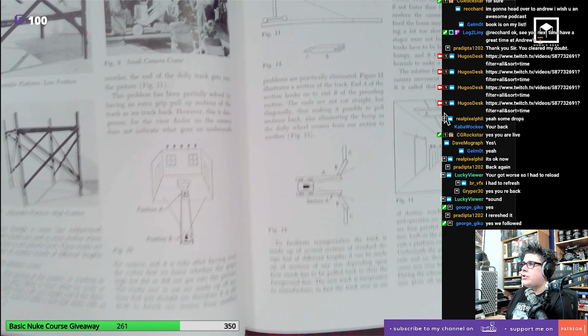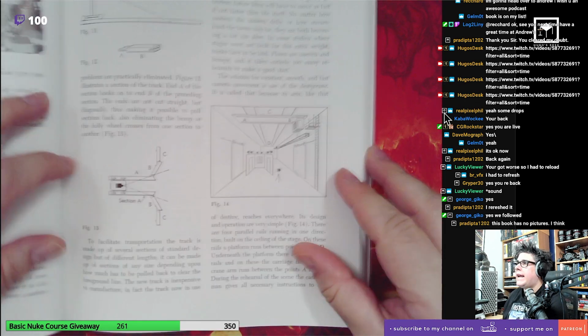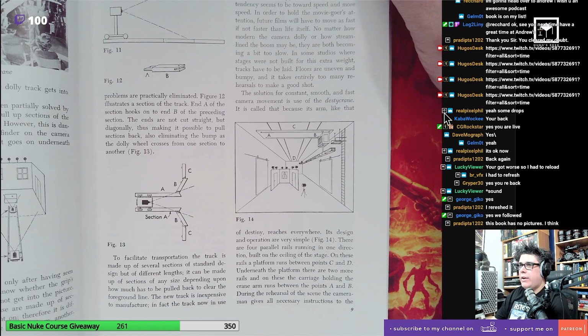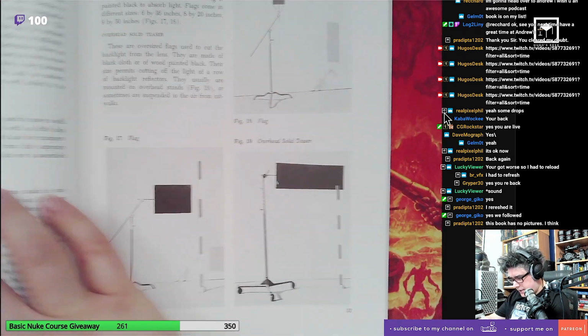Imagine if you're trying to do a film noir, it even has graphics here of where they should have the lights. And it even goes deeper to this.